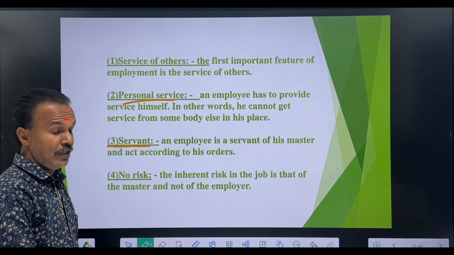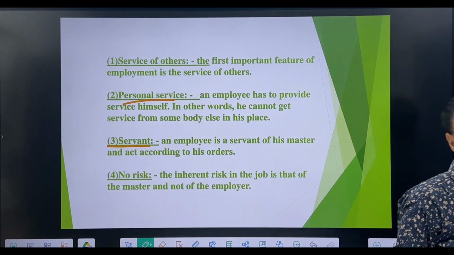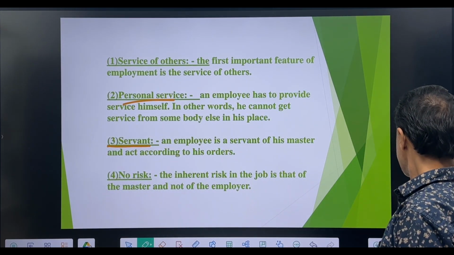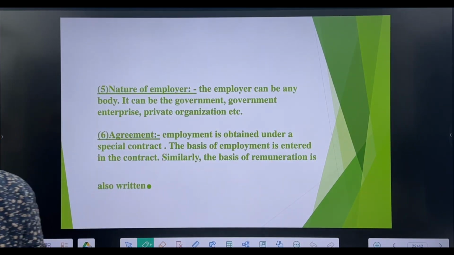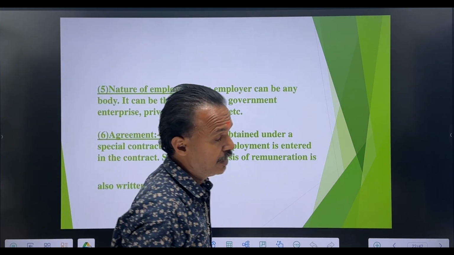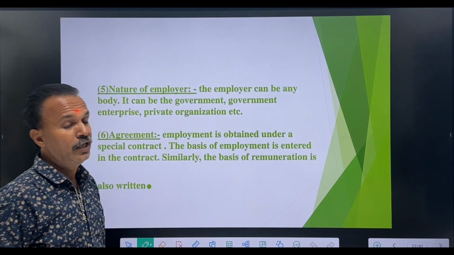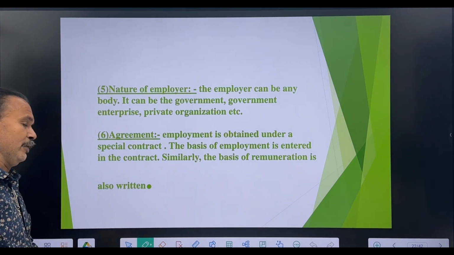No risk. In employment, there is no risk for the employee. All the risks are borne by the employer. Next, nature of employer. Employer may be government or non-government. If a person is engaged in government service, then he is called a government employee. When a person is engaged in private service, he is called a non-government employee.